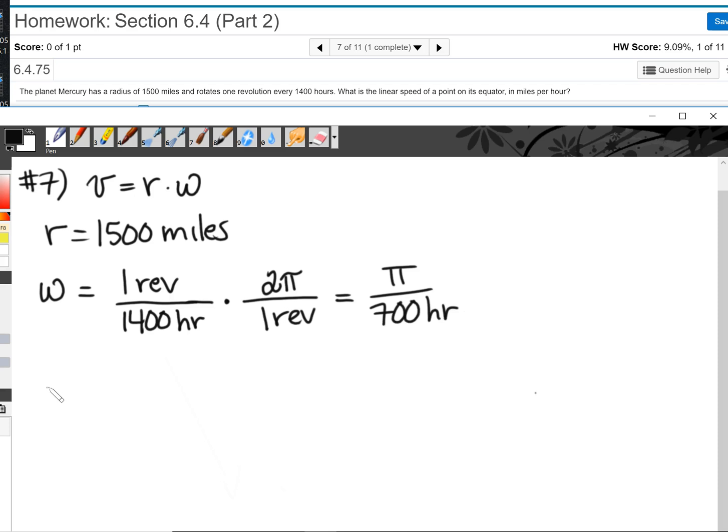So in miles per hour, my linear speed then is going to be that 1500 miles times pi over 700 per hour, and then just figure out what that is. I hope that helps. Let's look at the next one.